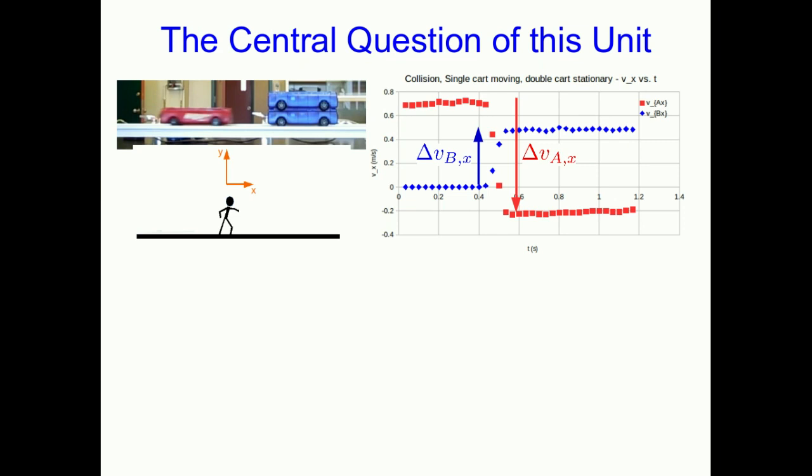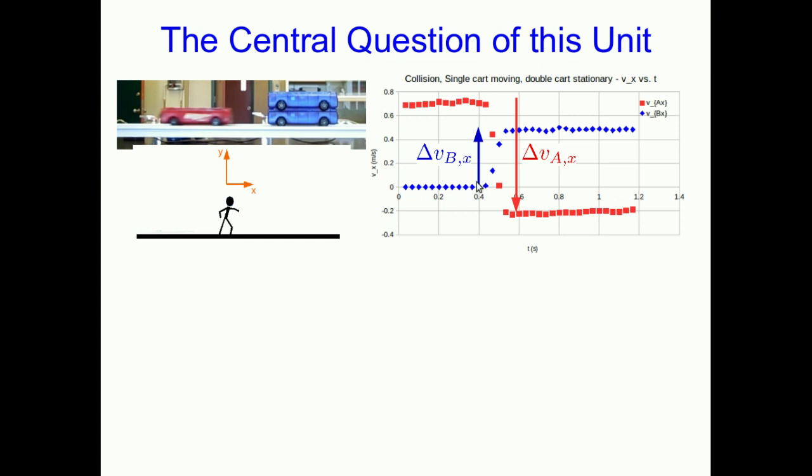This whole unit is really formed around a single central question. And it'll take us the whole unit to answer it, but I might as well get the question itself out of the way right now. Let's think about this person and their set of axes, which they're using to make measurements on a cart collision. And this is a 2-to-1 inertia ratio.